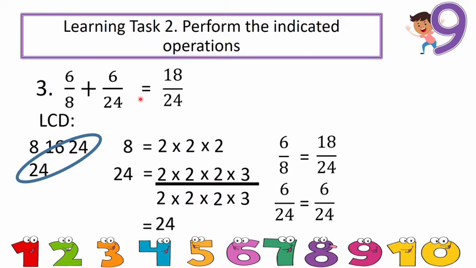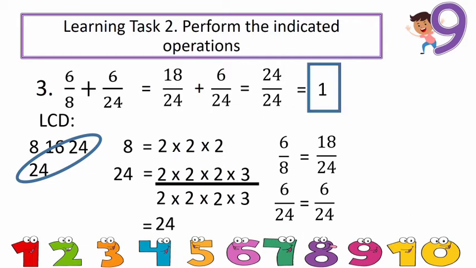So it is equal to 18 over 24 plus 6 over 24. Now add the numerator, 18 plus 6. So we have 24. Then copy the LCD: 24 over 24. To simplify it, it is equal to 1. So the answer for number 3 is 1.